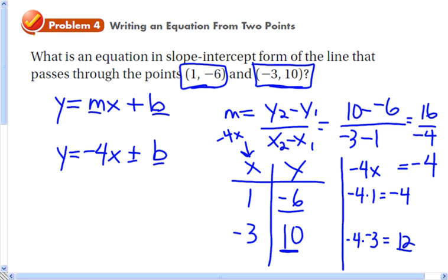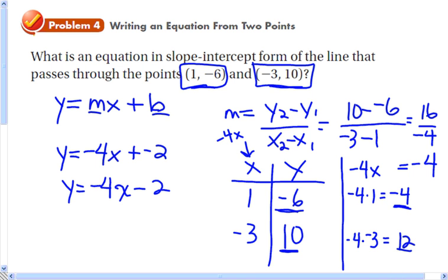So basically, what number added to 12 equals 10? And what number added to -4 gives us -6? And in both cases, you probably figured out that that's -2. So my equation is y equals -4x plus -2, or -4x minus 2.